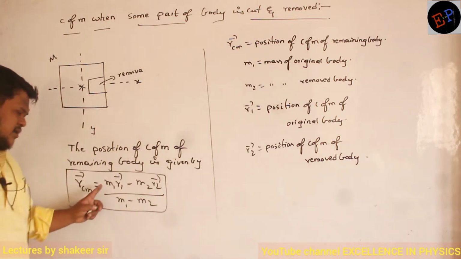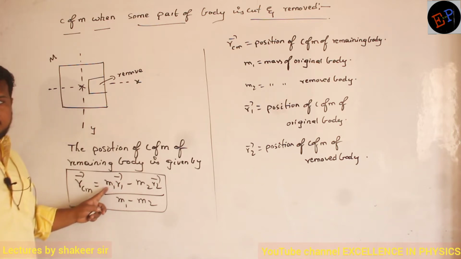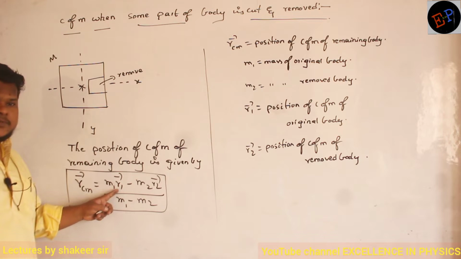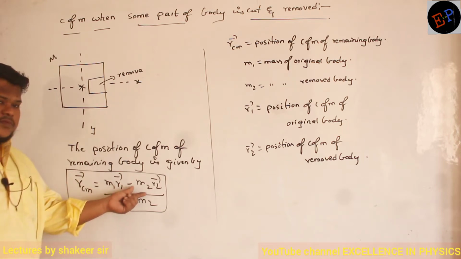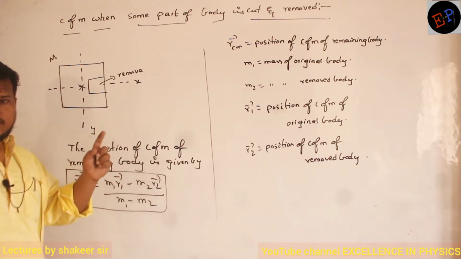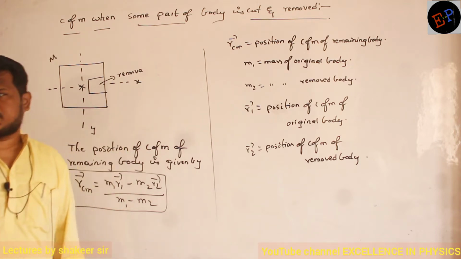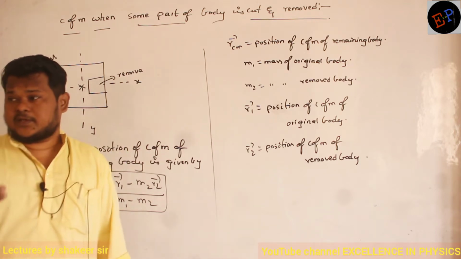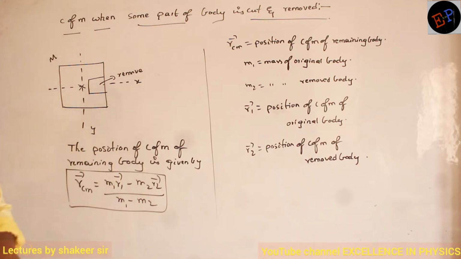So what are M1, R1 values? M1 is the mass of the original body, R1 dash is the position of center of mass of the original body. M2 is the mass of the removed body, R2 dash is the center of mass of the removed body. So by this equation, we can calculate the position of center of mass of the remaining body. Understood? Make a note up to here, then I will give you one question.